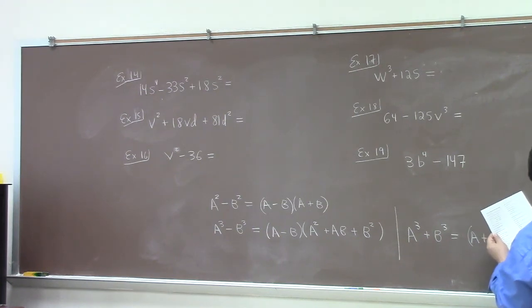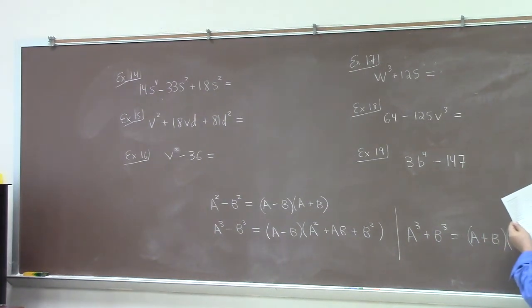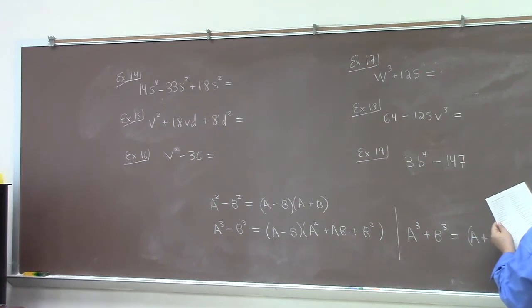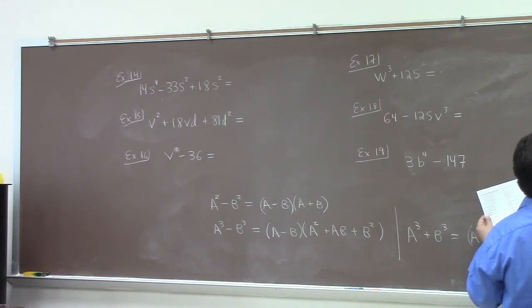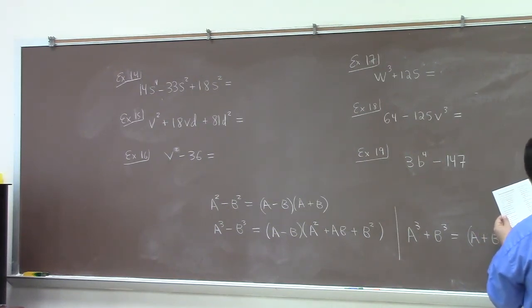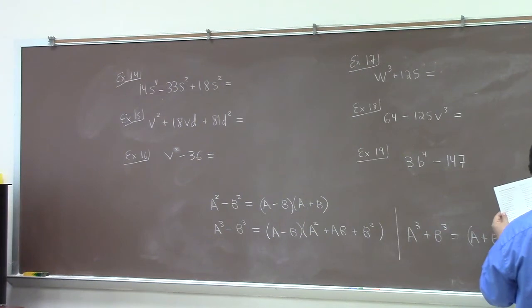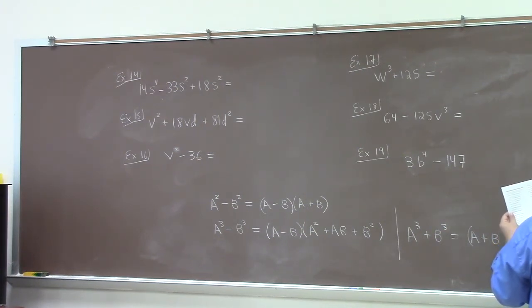Exercise 20. We've got 4s squared minus 36. Exercise 21. Finally an x to the 6th, plus 128. Oh, wait a minute, just 28x to the 4th.